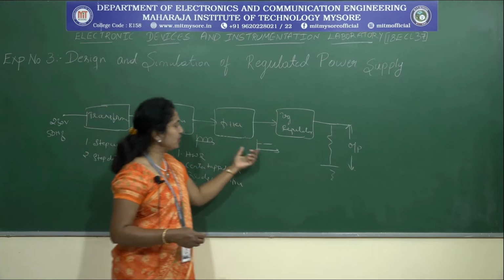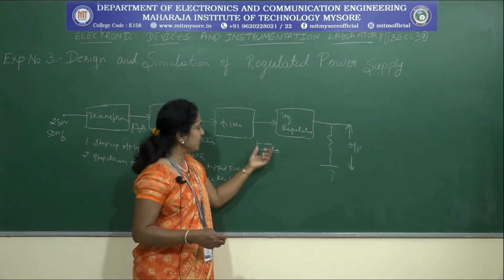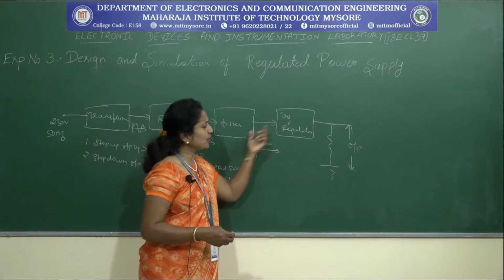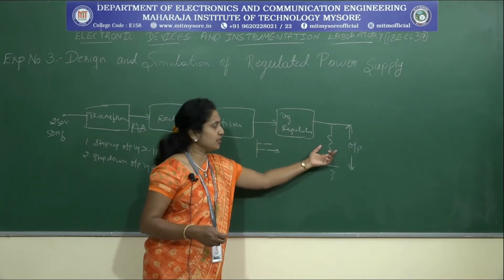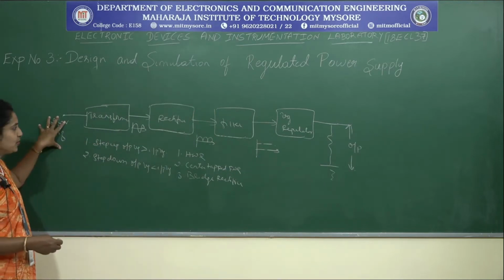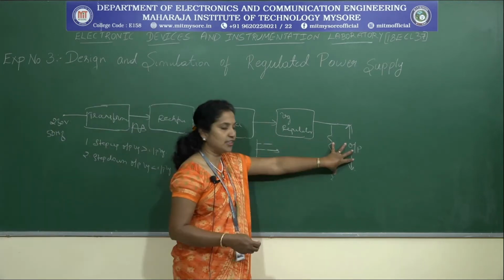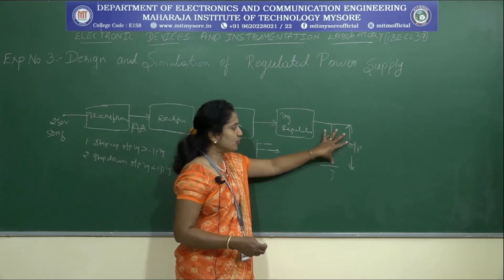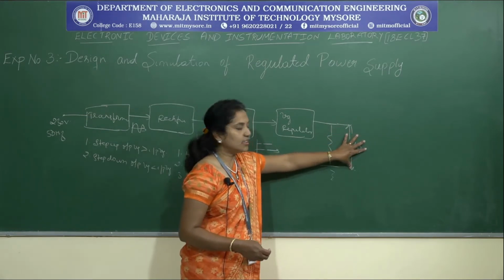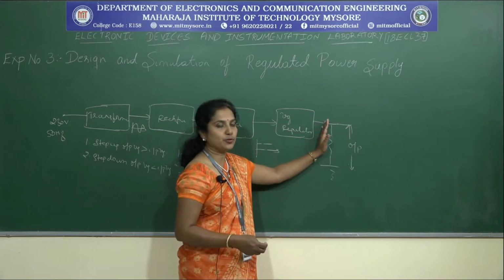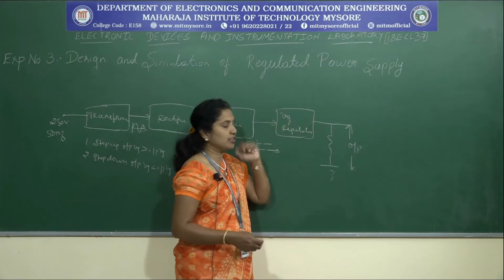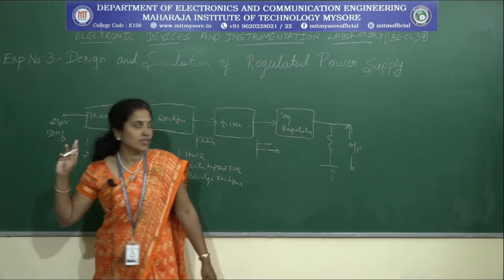Now from this filter circuit you have the pure DC output, but you cannot apply this output directly to the load resistance. Because if there are sudden changes in the input source, the output voltage changes, or if the load varies, the output voltage may vary. For that reason, we want a constant output voltage at this level, so we are using the voltage regulator.